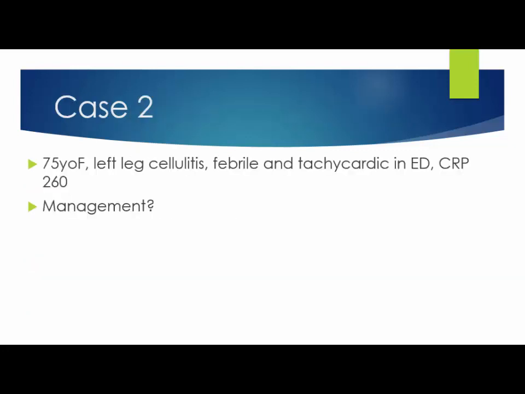So case 2, a 75-year-old lady, left leg cellulitis, she's febrile and tachycardic, she's got a pretty high CRP of 260. So first line treatment, you guys should know this off by heart. What do we give her? Yeah, but blood cultures first.